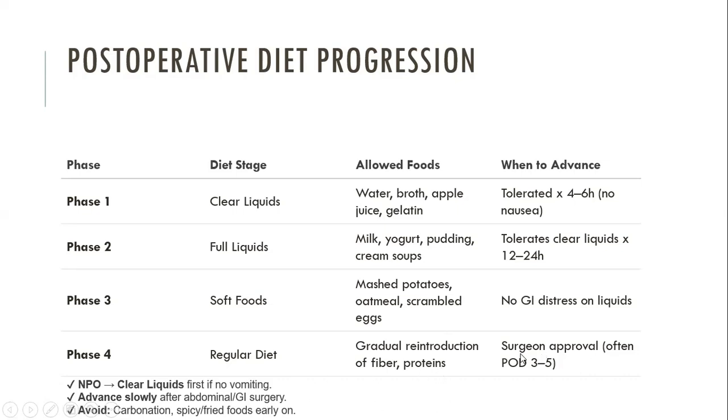Again, phase 4 is basically on surgeon approval, and it is most commonly started on post-op day 3 or 4. So in short, a patient is NPO after surgery, you start clear liquids, and then if the patient is having no vomiting, you advance slowly. And after abdominal or GI surgery, the patient should be counseled to avoid carbonation and spicy and fried foods early on.